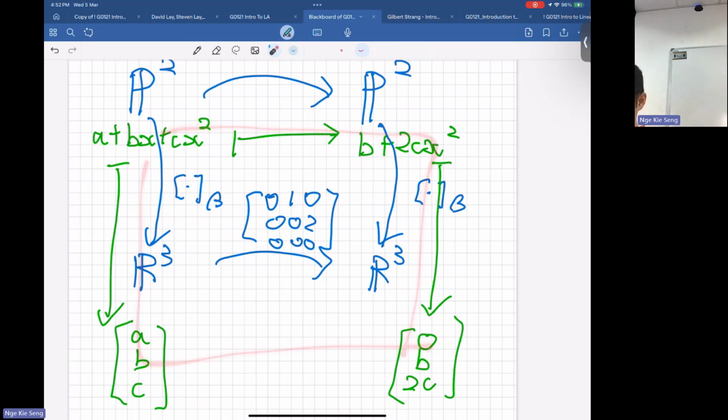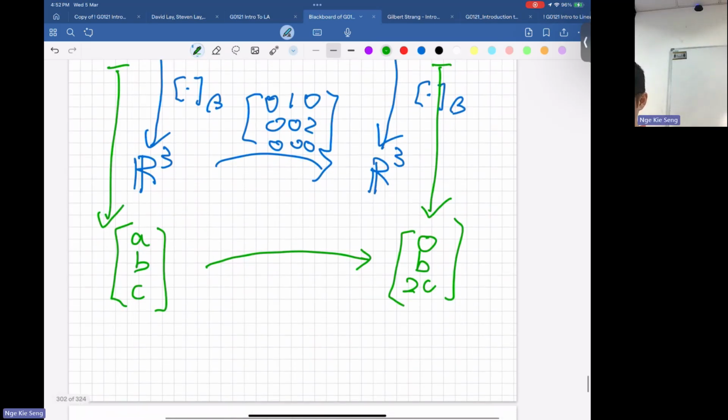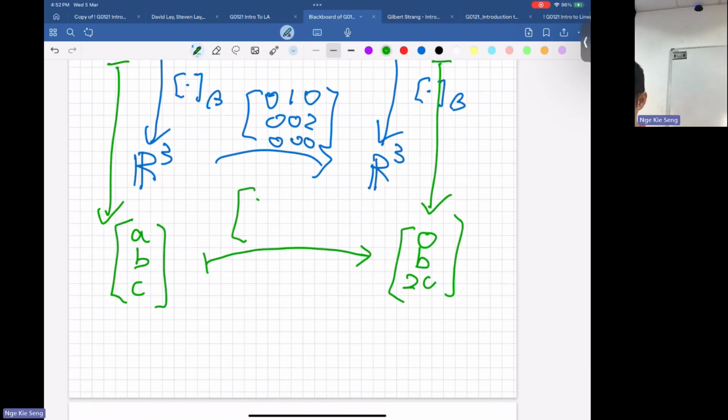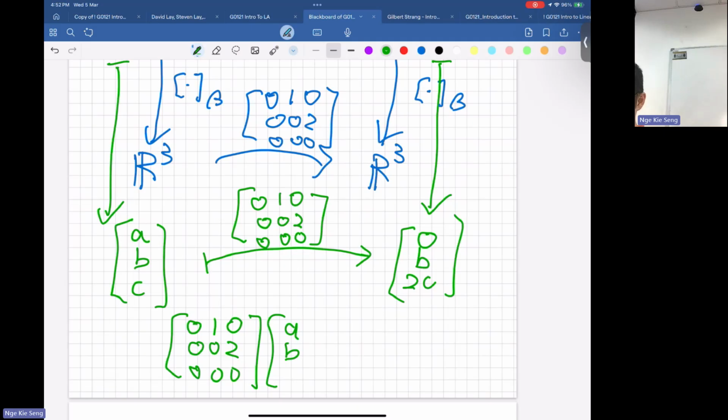Is it equal or not, if I multiply by this matrix here? So if I multiply this matrix, is it equal? Let's multiply it. So 0, 1, 0, 0, 0, 2, 0, 0, 0 multiplied by A, B, C. What do you get?